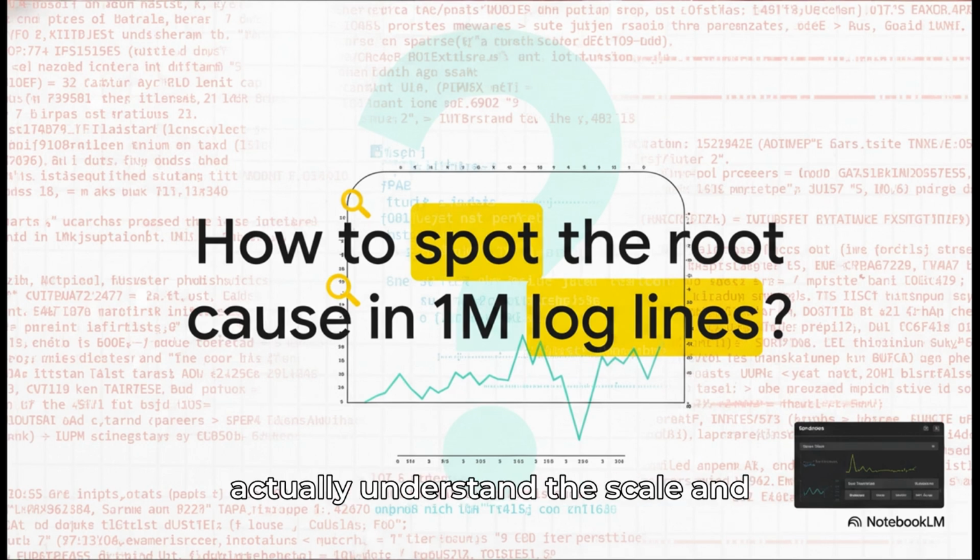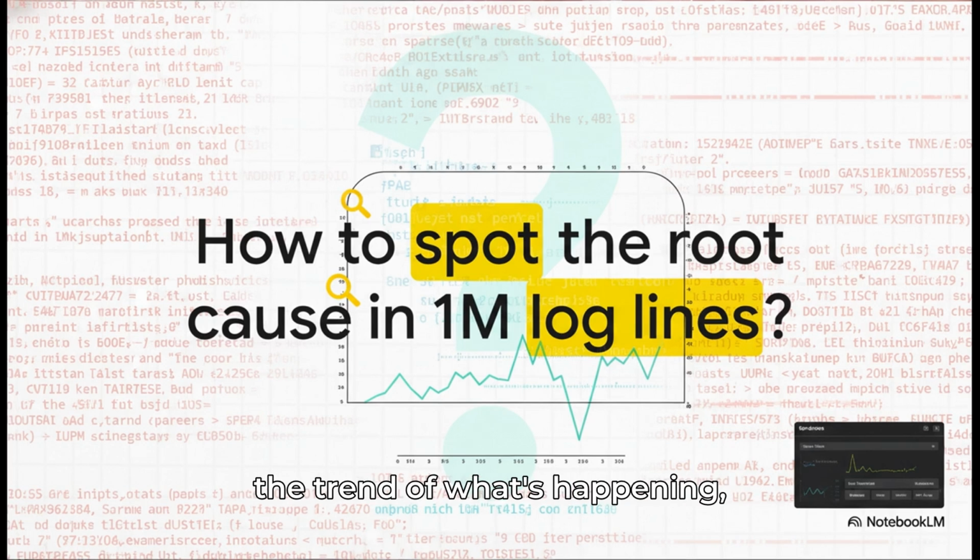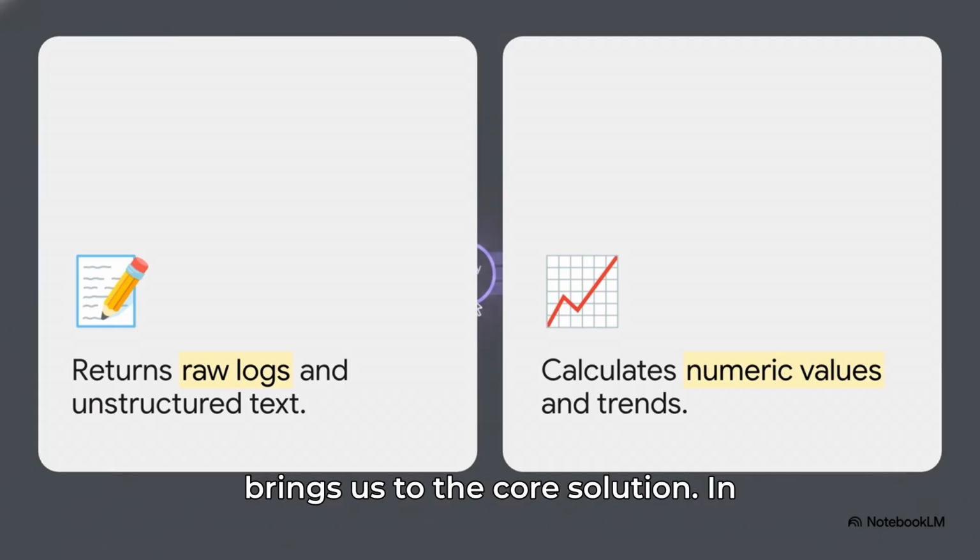You need a way to actually understand the scale and the trend of what's happening, rather than just staring at individual text strings. And this brings us to the core solution. In LogQL, you basically have two fundamental types of queries. On the one hand, we have log queries. These just return the raw contents of the log lines, strings of text or maybe some JSON. But on the other hand, we have metric queries. These actually extend log queries by applying a mathematical function to the results.